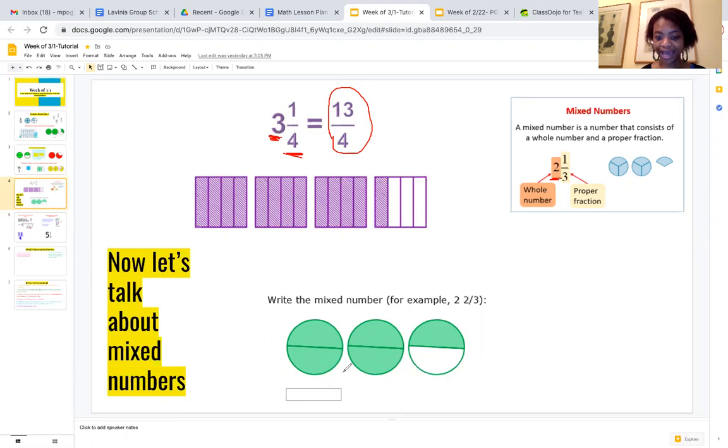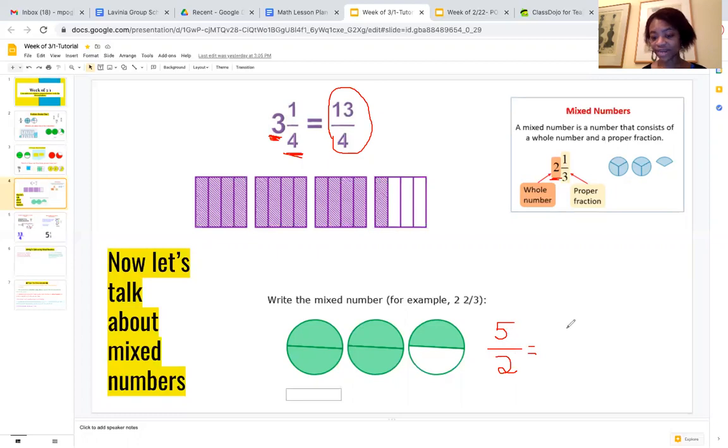So let's write the mixed number for the visual model that we see below. Here we have 2 as our denominator, and we have 5 shaded. So here we have 5 halves. In order for us to change this fraction greater than 1 to a mixed number, what we have to do is some division. So we're going to do 5 divided by 2. Always remember that this fraction bar means division.